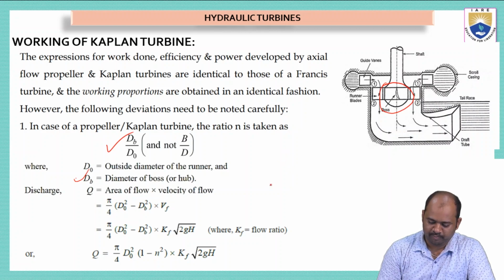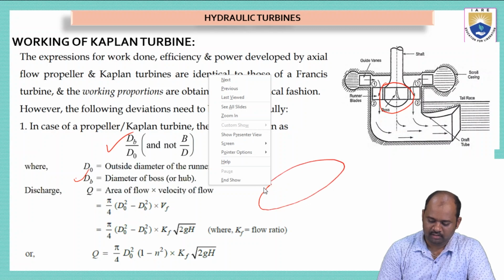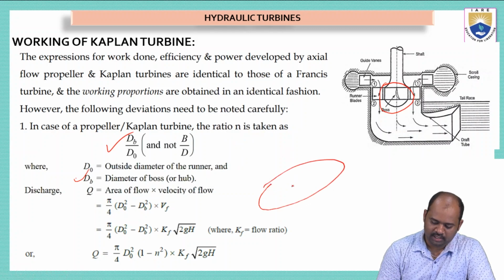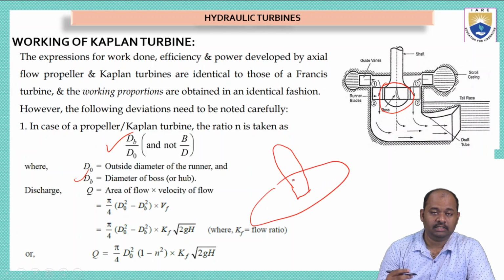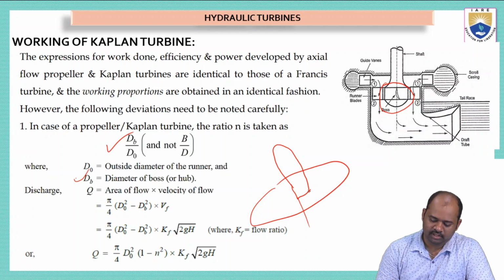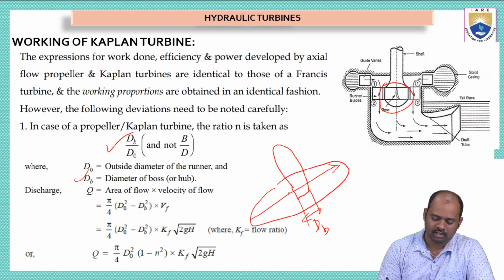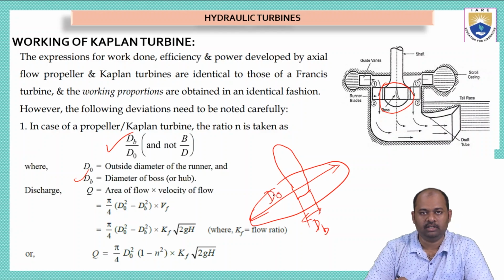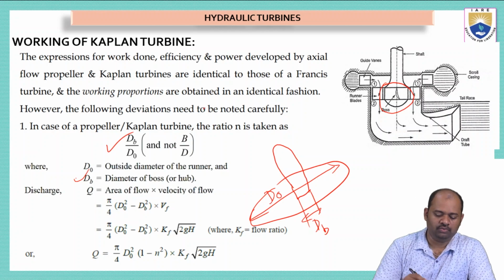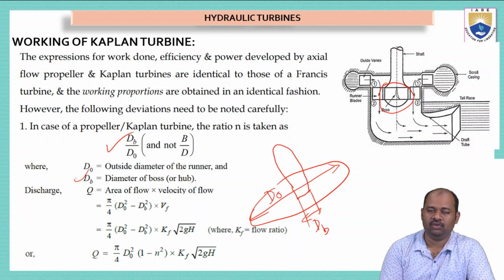I will draw this simply. If this is a runner, this is in the circular shape. At the center, we will connect a cylindrical rod that is called as boss or hub, which is used to hold the entire runner structure. So the diameter of this boss is taken as D suffix B, and the outer diameter of the runner is taken as D naught, D outer. So this ratio dB by d naught is the ratio we have to use in the calculation of discharge.